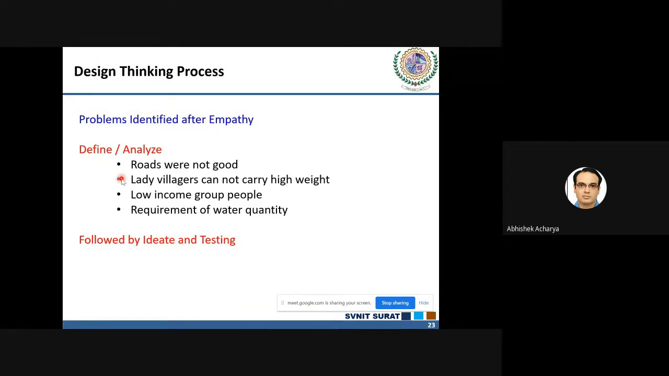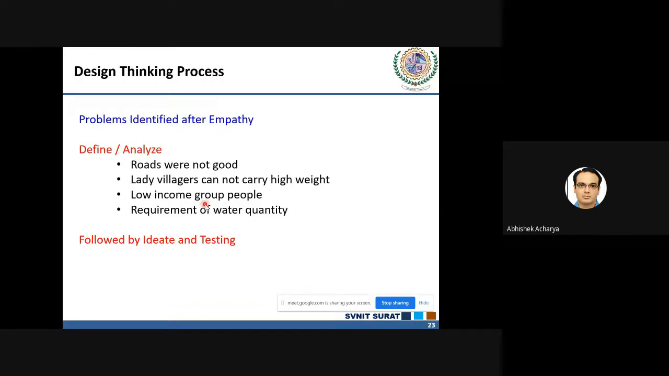Likewise, the second problem, after empathize, they got to know that in villages, men go out for service, say for farming. So women, the lady villagers, had to carry the water from that particular tank, and the distance of their village from the fresh water tank was very far away. Those lady villagers were not able to carry more weight of water to their home. So that is why they were not taking water from the fresh water tank.